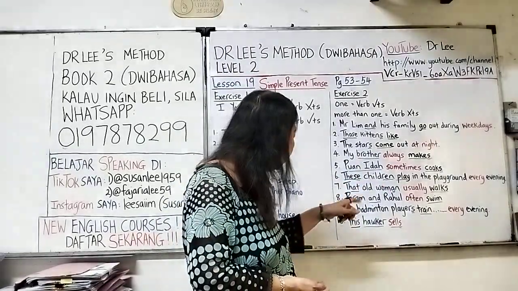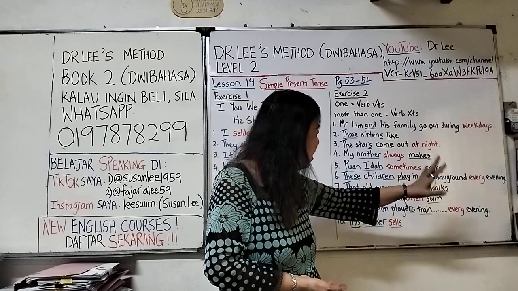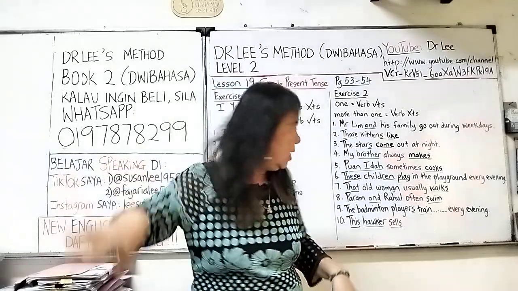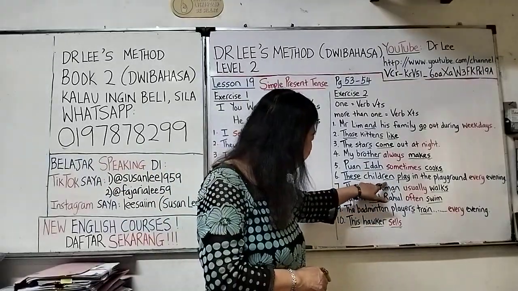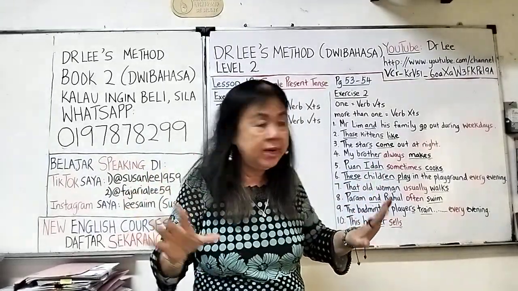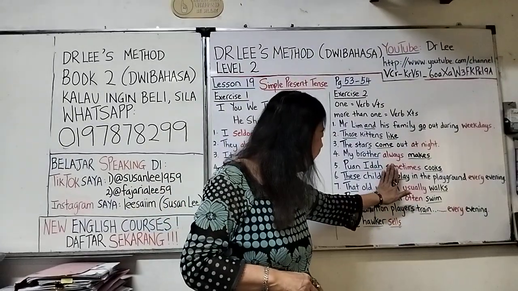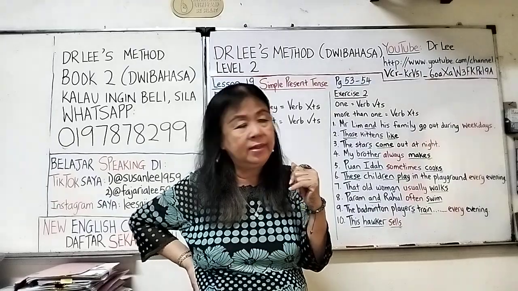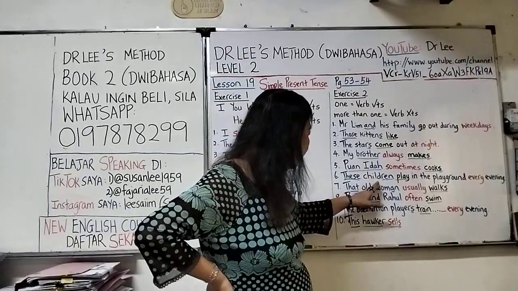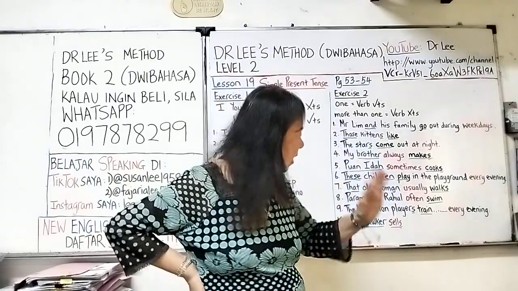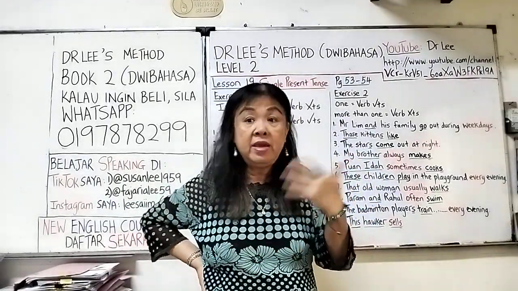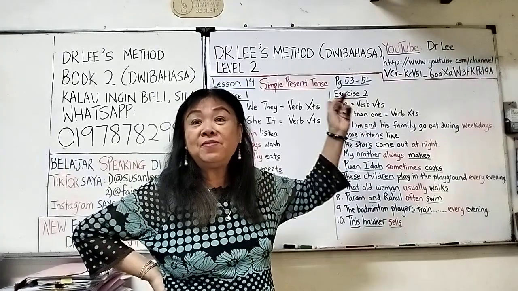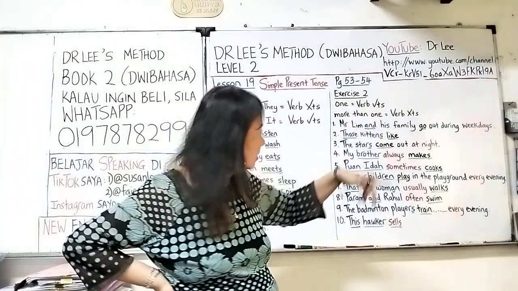Okay? These children play in the playground every evening. These, or more than one. And you can see children. If I put R-E-N, it means more than one. If there's no R-E-N, child, then it's one. Now I've heard people reading chill. No, it's not chill, it's child. And then children more than one, play cannot put S. So play in the playground every evening. Every tells you that it happens all the time. So we have to use simple present tense.